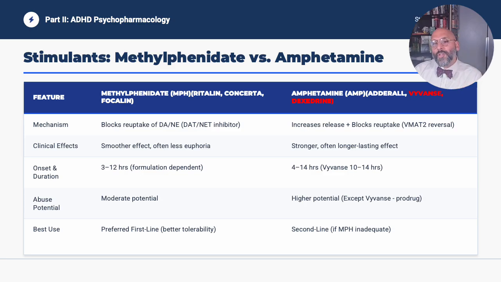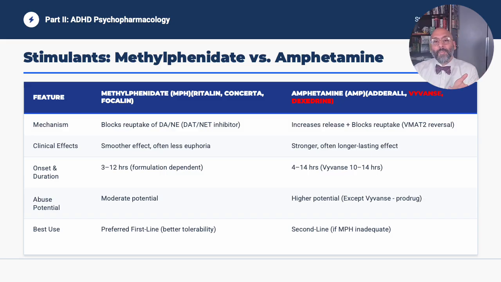It does not force neurotransmitter release. So this creates a smoother, more physiologic effect, especially in the prefrontal cortex. Amphetamines, on the other hand, block reuptake and increase release of dopamine and norepinephrine. So in plain language, we're actively pushing neurotransmitters out into the synapse. So that's why amphetamines often feel stronger and longer lasting, and also why they carry more risk.